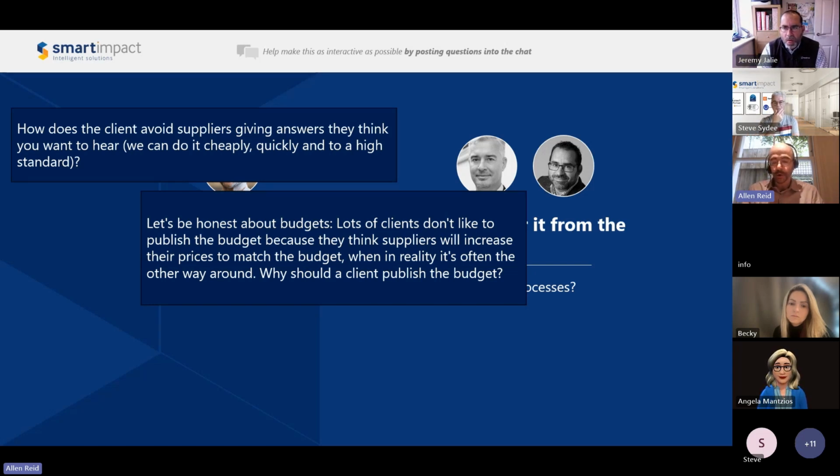A lot of clients don't like to publish the budget because they imagine the supplier could come in cheaper. Then they publish the budget and the suppliers increase their price to the published budget. But in reality, what I find is the other way around, that actually the client's budget is less than the supplier would ideally charge for the project. So what's your sense of that? What should clients do in terms of publishing a budget or not publishing a budget? And what do you do when they do publish a budget, please?